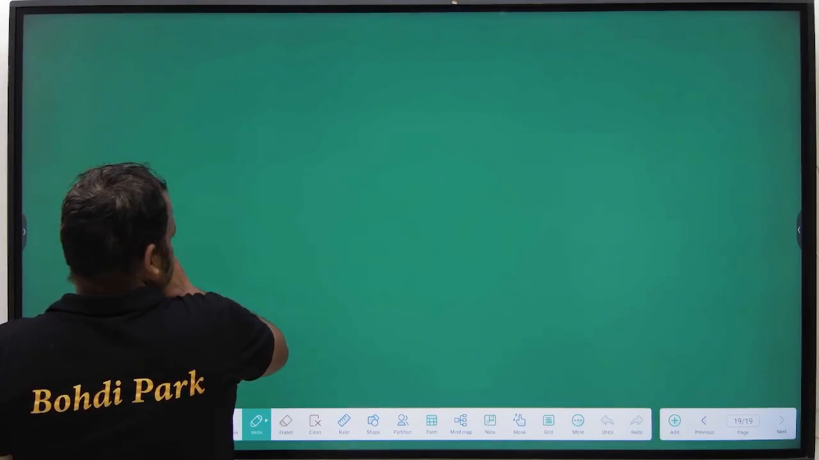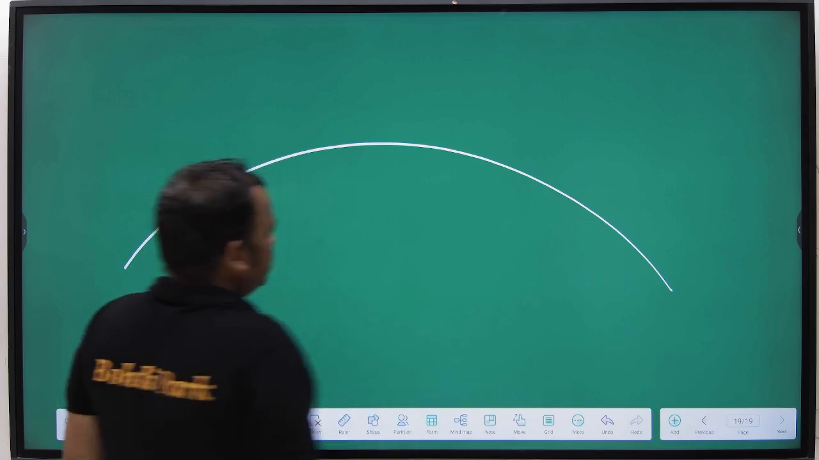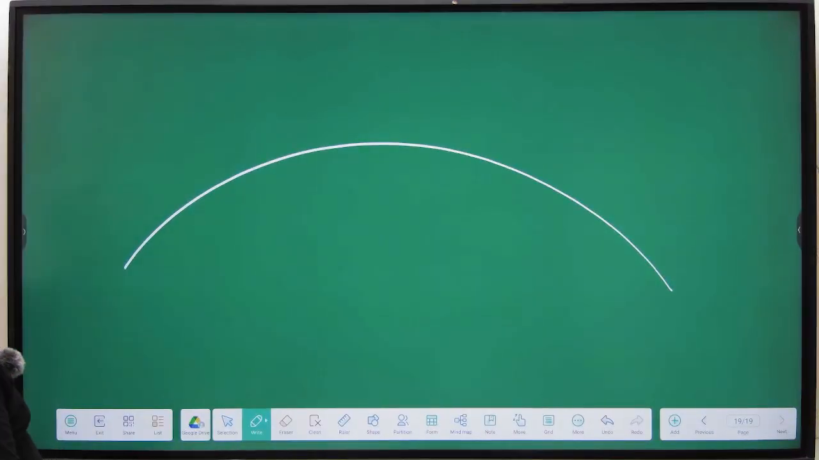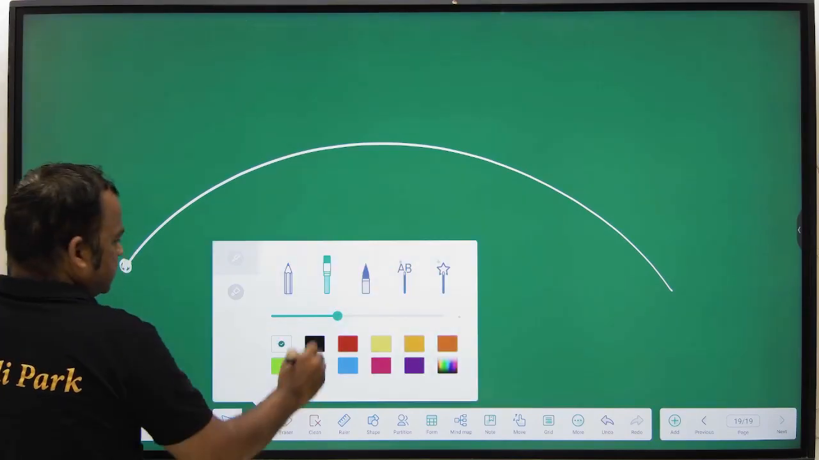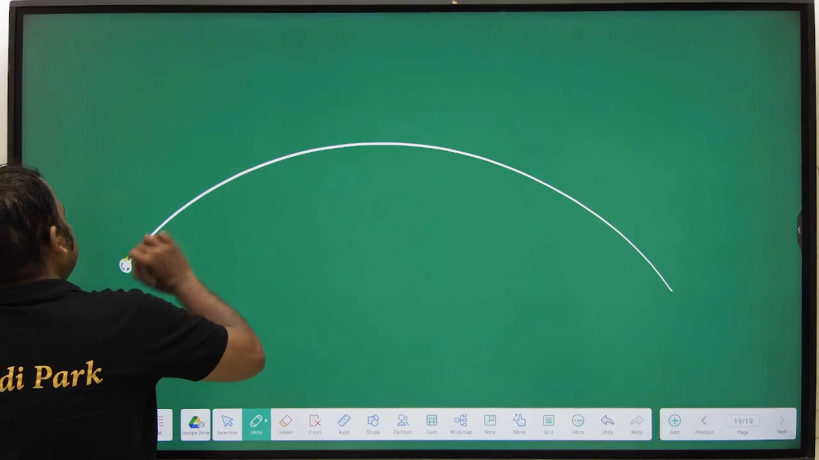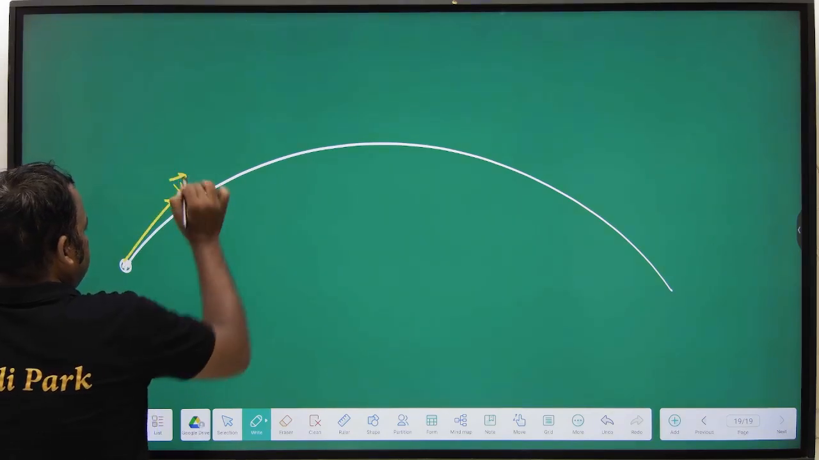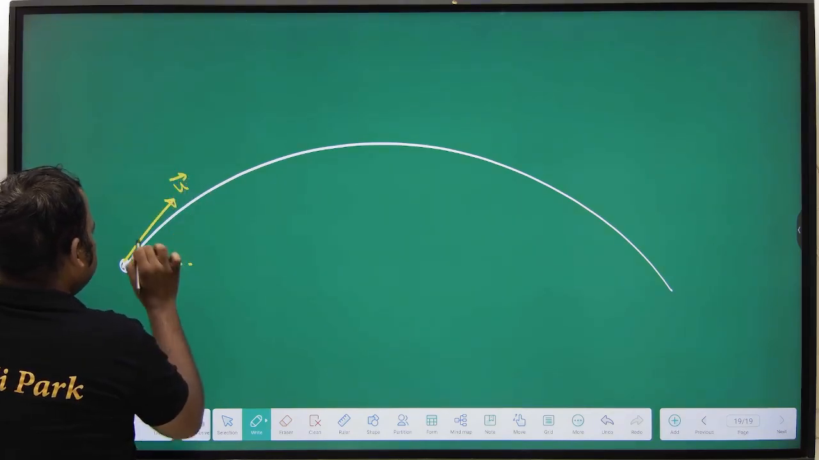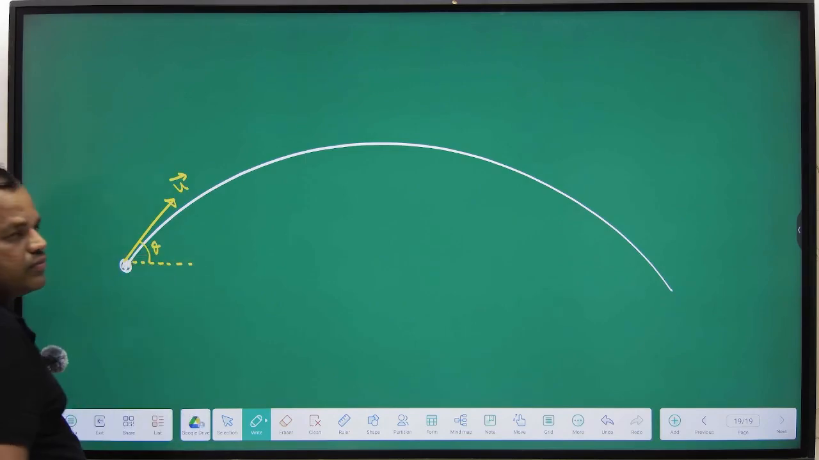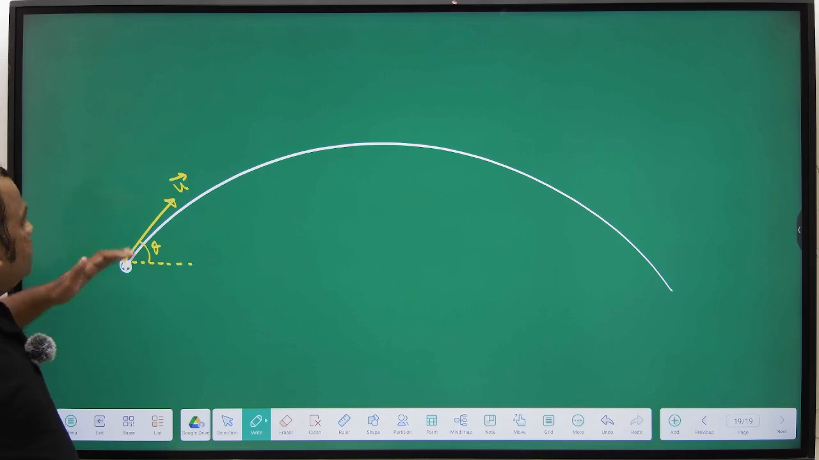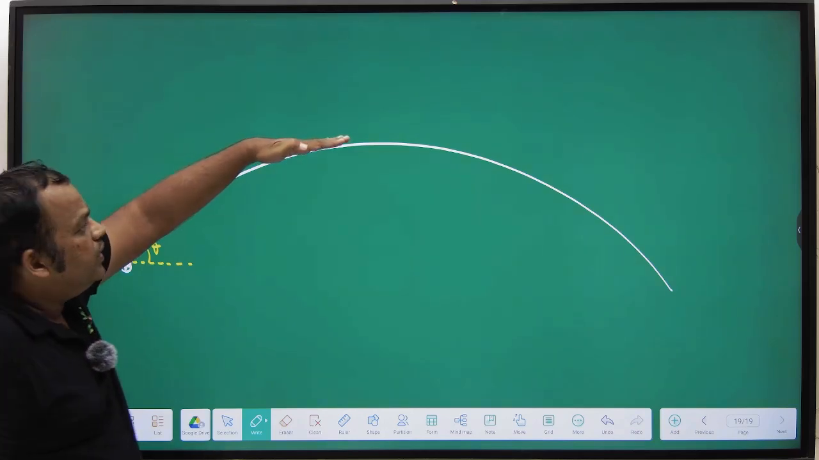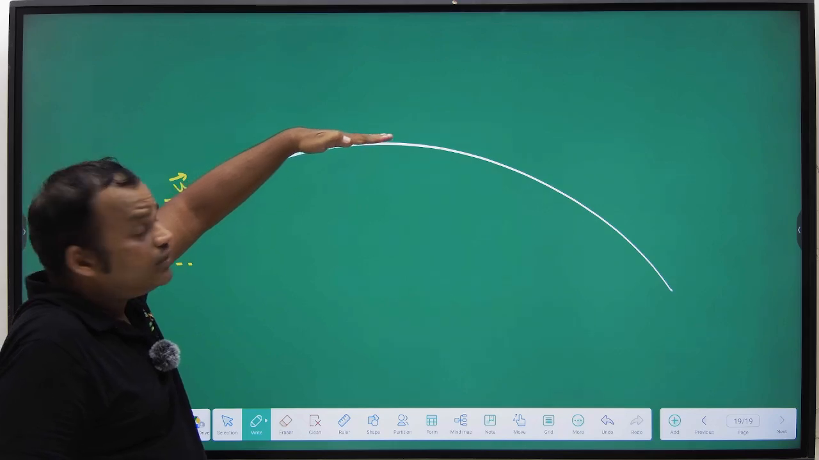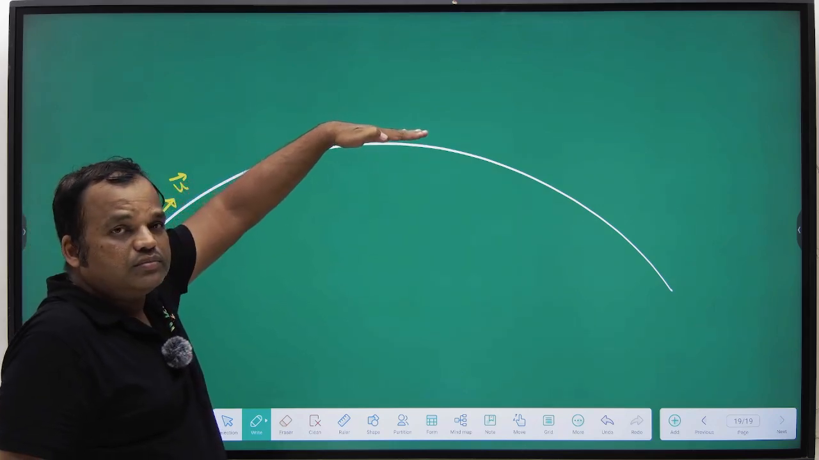Next, we will discuss more about velocity. The initial velocity is u vector. So, at the point of projection, the initial velocity is making angle theta with horizontal. We have discussed that as the particle is moving along this projectile path, the angle of inclination with horizontal is decreasing. At the topmost point, the angle becomes 0.